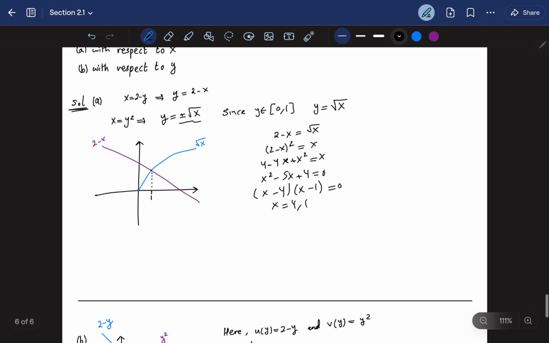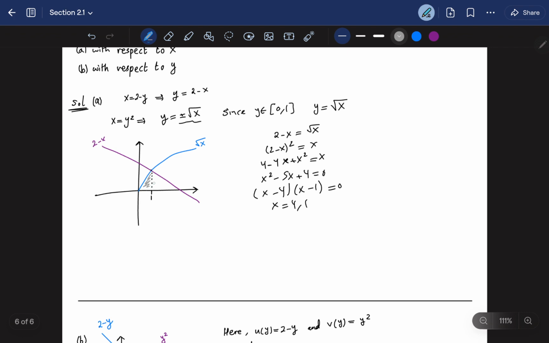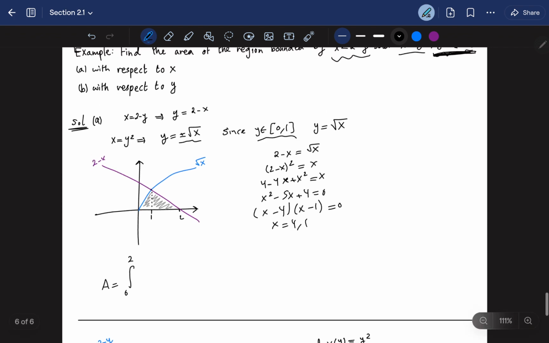Okay, so now if you see, once I do that, I'm going to have 2 parts of the region, which means I'm going to separate my integral into 2. So here, if I want to find the area from 0, I think this is 2, yeah. I'm going to find it from 0 to 2. Because here, although y is from 0 to 1, my x is going to be from 0 to 2.